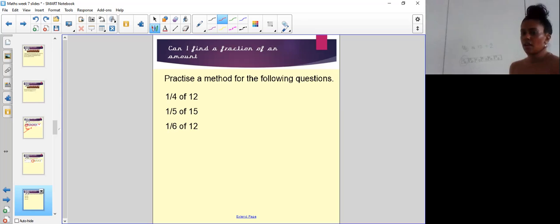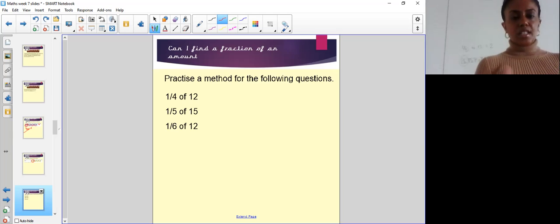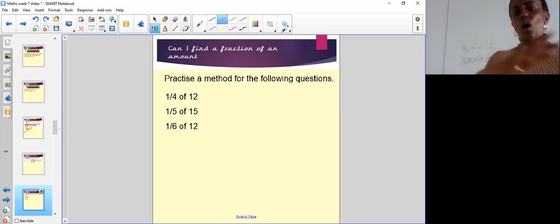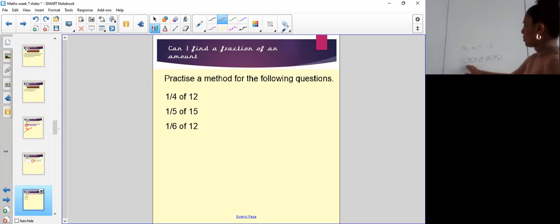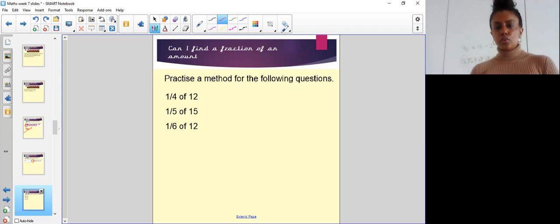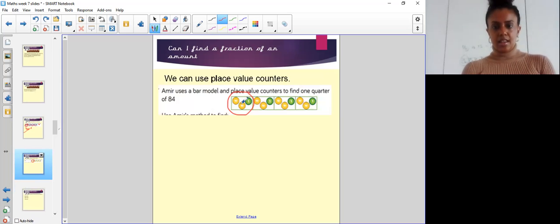So that's just a method that I am showing you, which makes it easier. It's a dividing method. So you're always looking at the denominator. That's the amount of pieces that you're going to split your bar into. And then the number you're finding a fraction of is how many counters you're then going to split. Now remember, when you have big numbers that go into the 20s, 30s and 40s and over, that's where you can use 10 counters to split it up, just like we did up here with Amir. We split 84 using 10s.